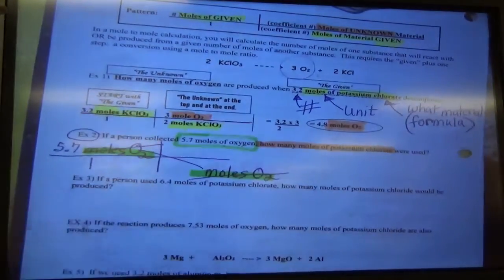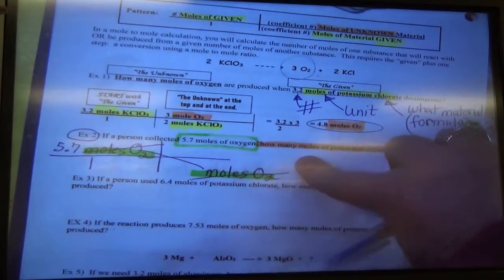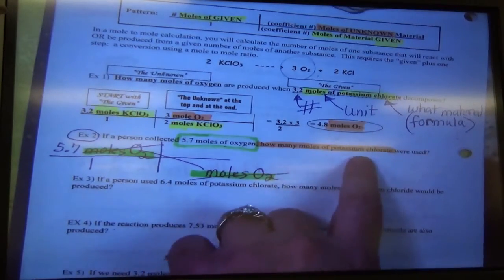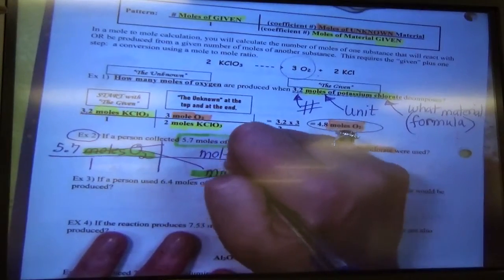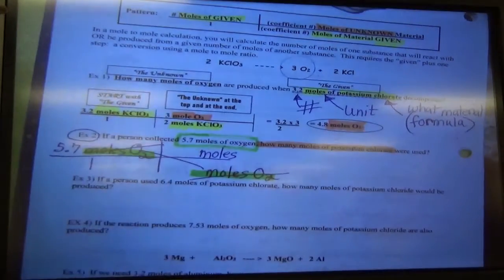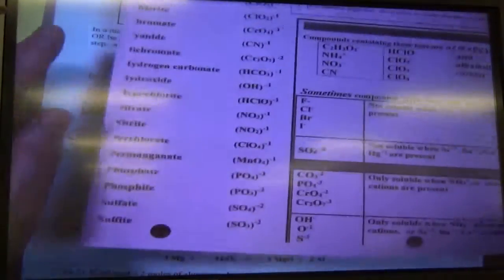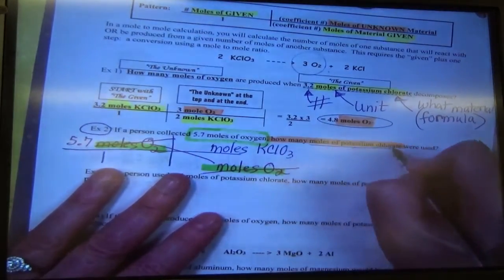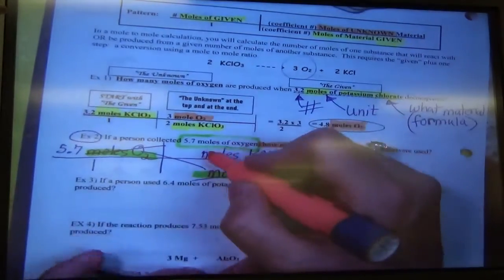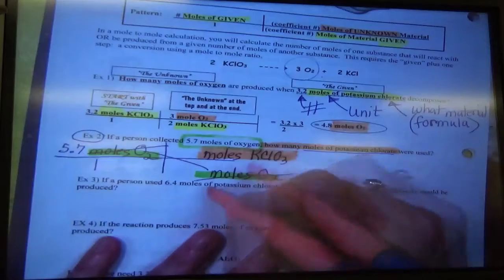And now, again, what are we looking for? Moles of potassium chlorate, right? So, moles. And if you've forgotten what chlorate is, on the back of our periodic table, chlorate is ClO3. So potassium chlorate will be KClO3. Moles of potassium chlorate. This is what I'm looking for. What you're looking for always goes at the top and at the end.